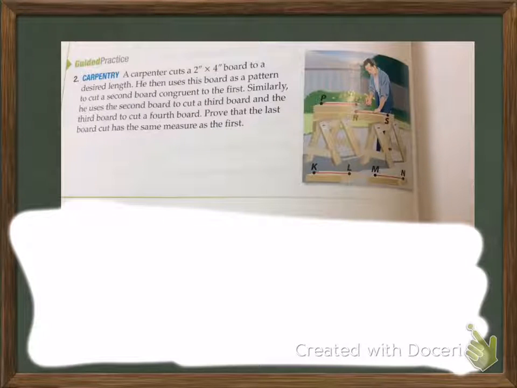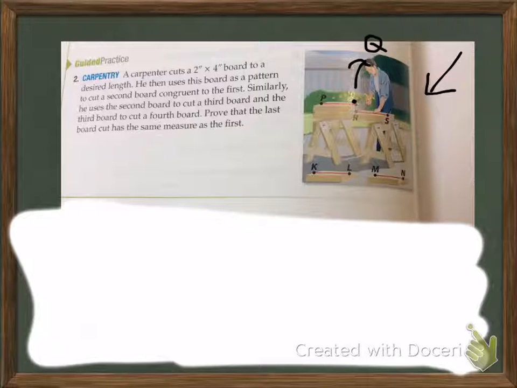And the next example, we're going to make a proof. So we're going to do a 2-column proof, and we're looking at the picture here. It's kind of hard to tell here, but this is a Q right here, and then you have an RS. But what it tells us is that you have a carpenter cutting 2x4 boards to basically the same length. He cuts one board and uses that as a pattern to cut a second board congruent to the first, and he's going to continue to do that.